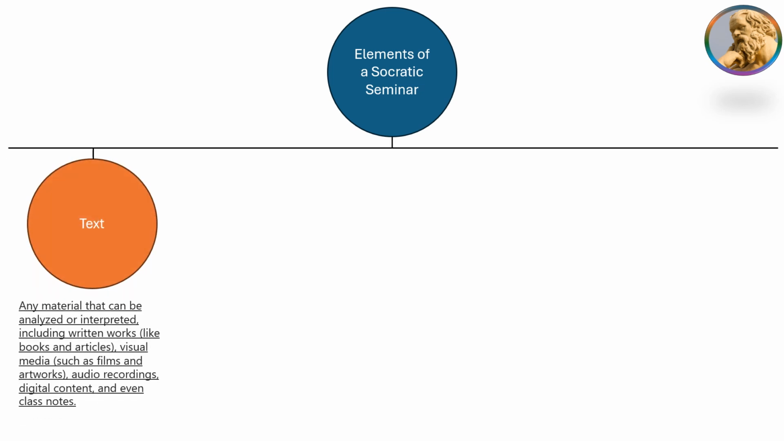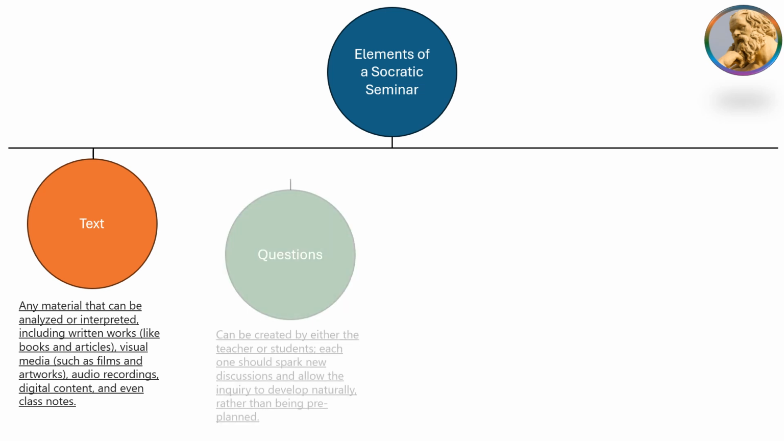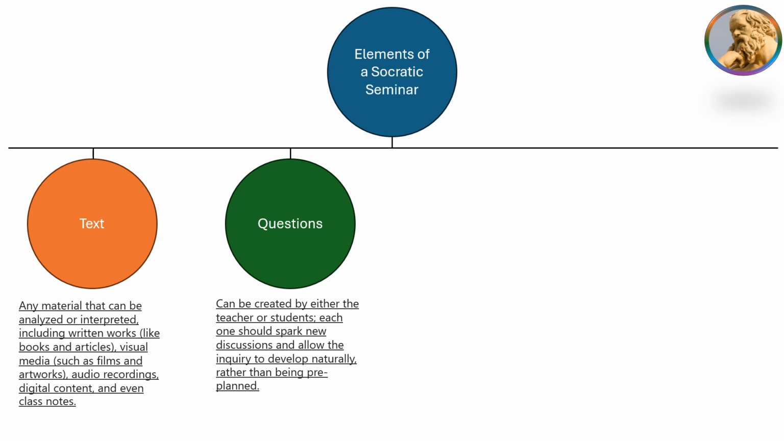All right, let's break down the different elements of a Socratic Seminar. First, you start with the text, which, as we're talking about here, is any material that can be analyzed or interpreted, including written works like books or articles, visual media such as films and artworks, audio recordings, digital content, or even class notes. The next thing you need for a Socratic Seminar are questions. These can be created by either the teacher or the students, and each one should spark new discussions and allow the inquiry to develop naturally rather than being pre-planned.